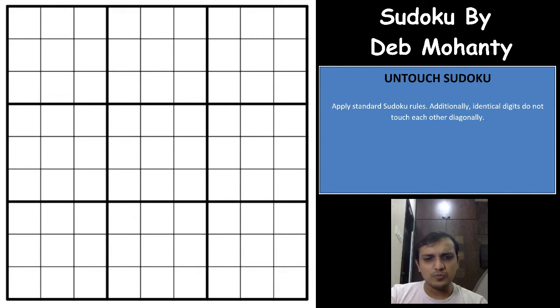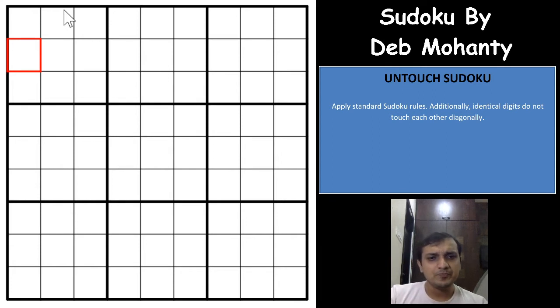Right. So before going to the actual Sudoku, we'll be seeing some tips and the things that you need to keep in mind while solving an untouched Sudoku. According to the rules of the untouched Sudoku, the rules are quite simple. You need to place digits from 1 to 9 in each row, each column, and each 3 by 3 box without repetition. That is the usual classic Sudoku rules.